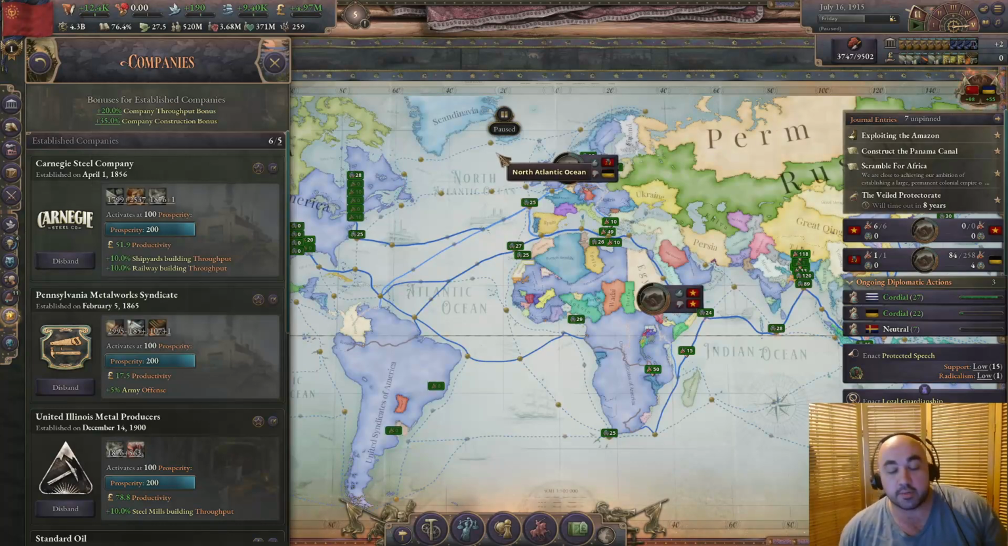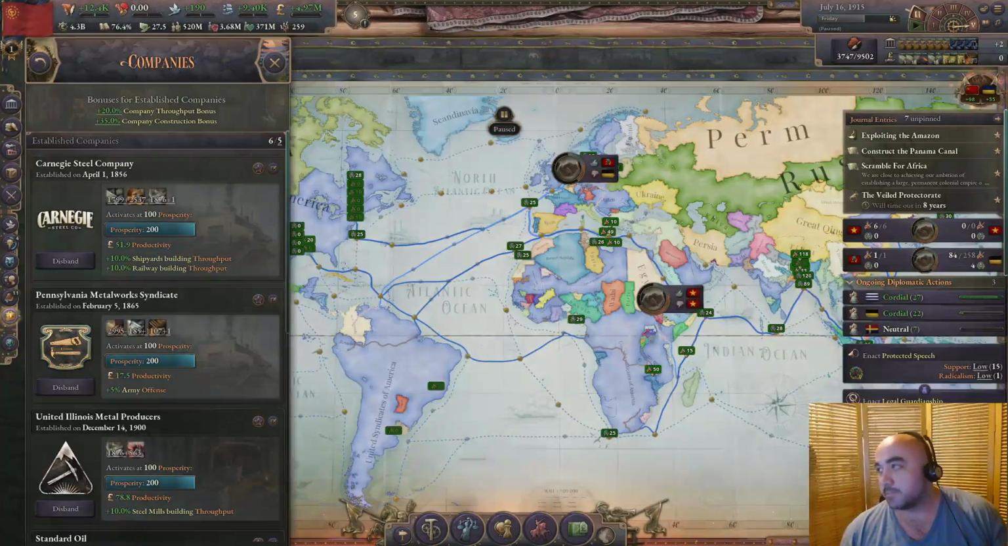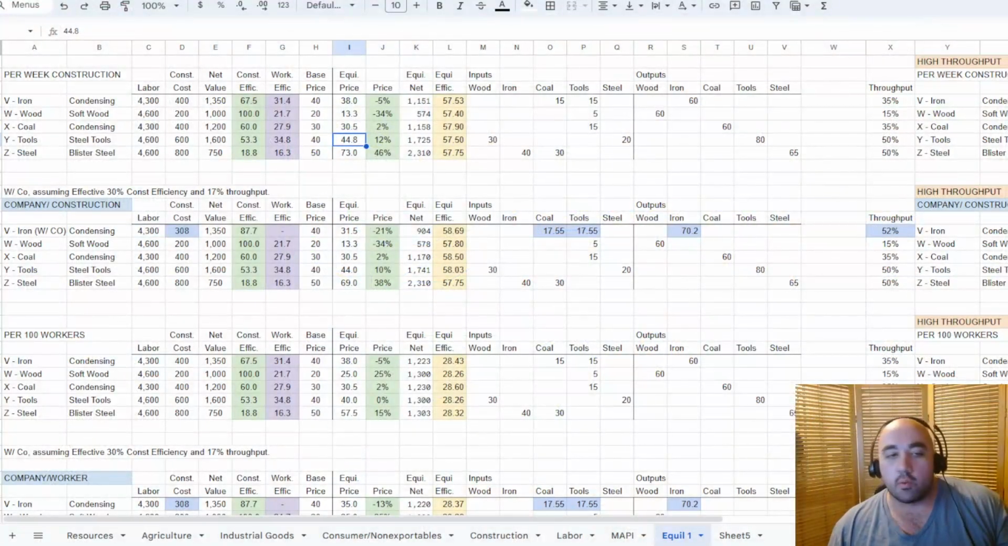Please hide the children, preferably someplace high where the other children can't reach them, because what we will be doing is we will primarily be consulting the spreadsheet. And so we will be looking at things from the perspective of price equilibrium.